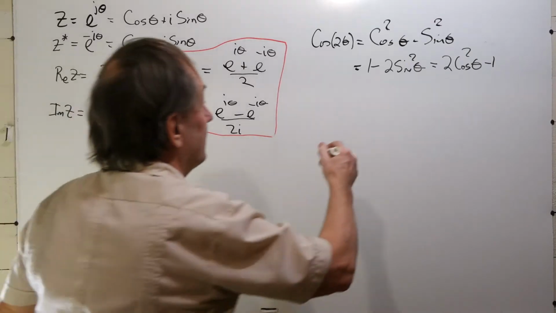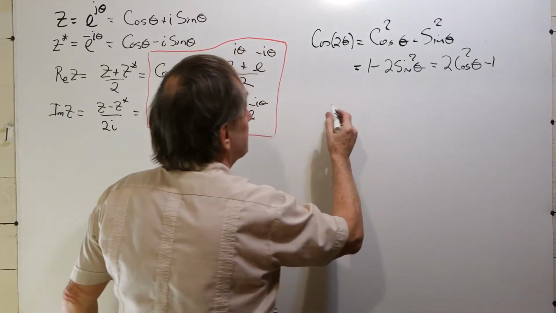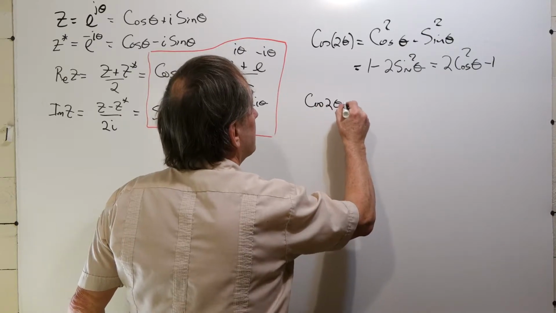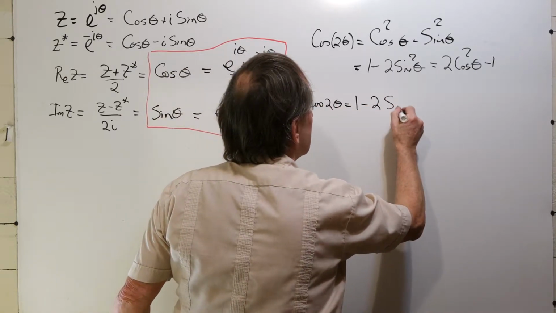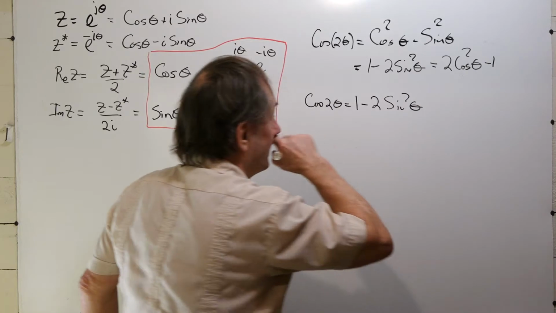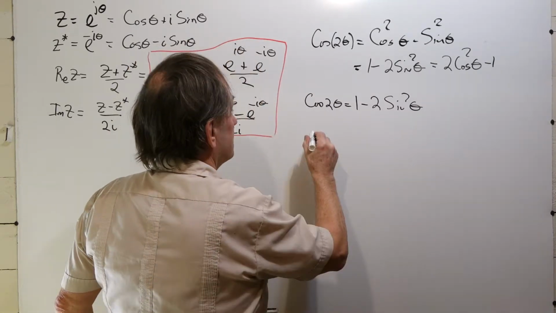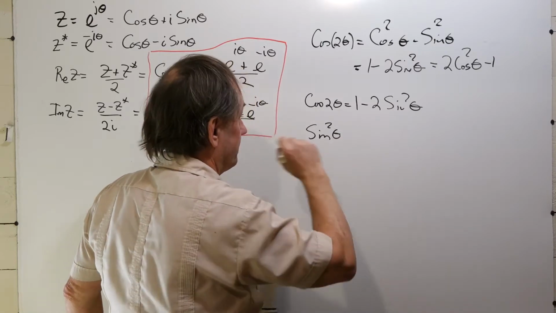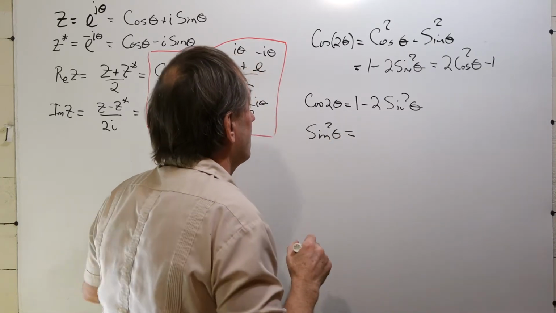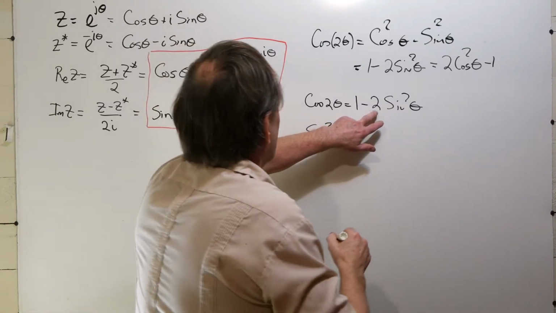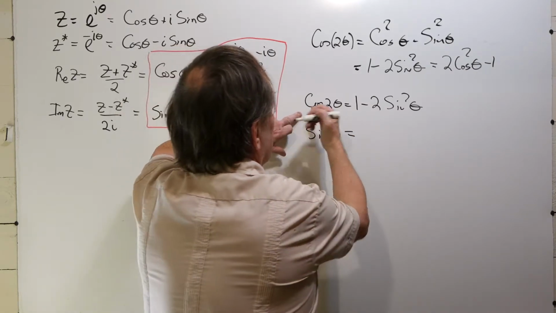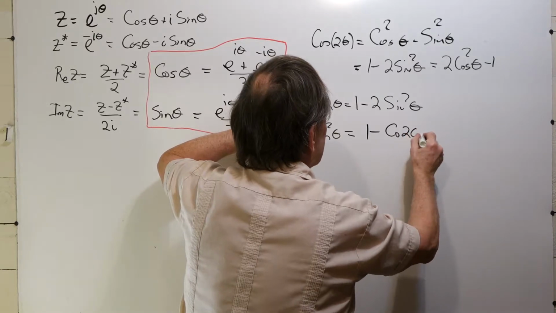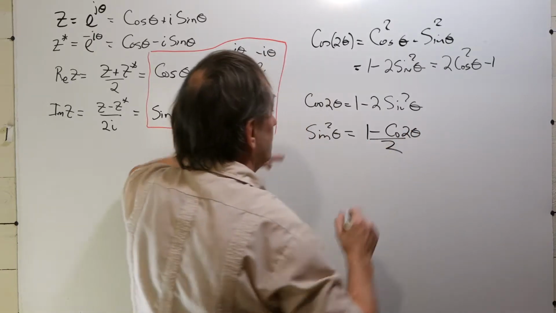So let's look at this equation. If we have cosine 2 theta is equal to 1 minus twice sine squared theta, let's solve for sine squared. Sine squared theta is equal to, we bring that over and then the cosine 2 theta over, so it's 1 minus the cosine of 2 theta over 2.